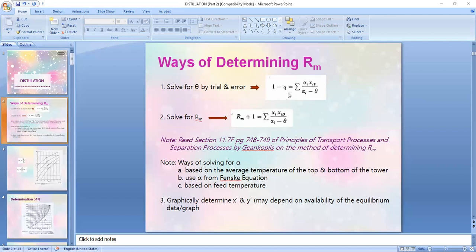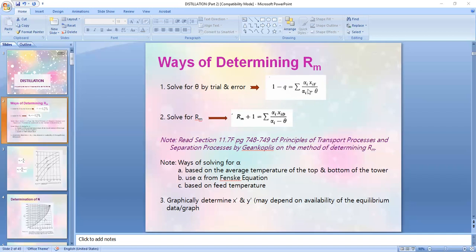In the same manner that q is very important in the graphical technique, when you draw your feed line and determine the intersection of your feed line, or your q line, with the enriching section operating line, it is also very important here because you need it in the first step. Once the q is wrong, everything that you'll be doing will be useless because it's dependent on this first step that you did. Okay, so determine first the q and determine the alpha.